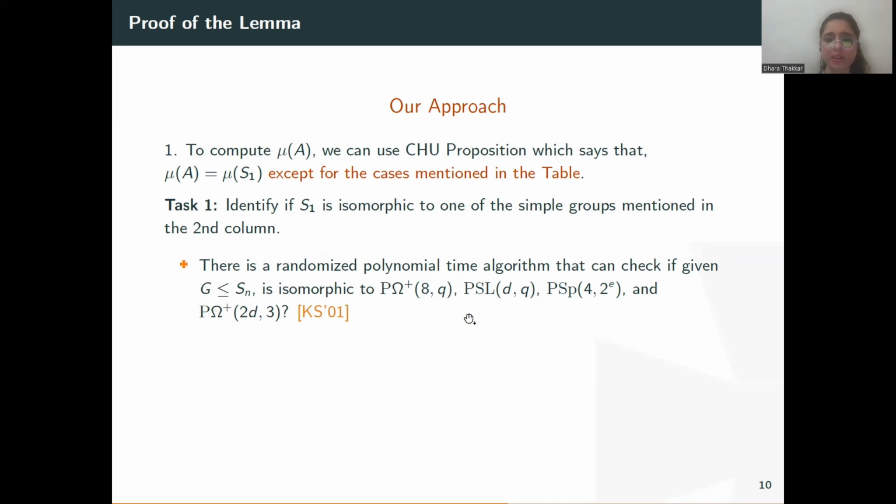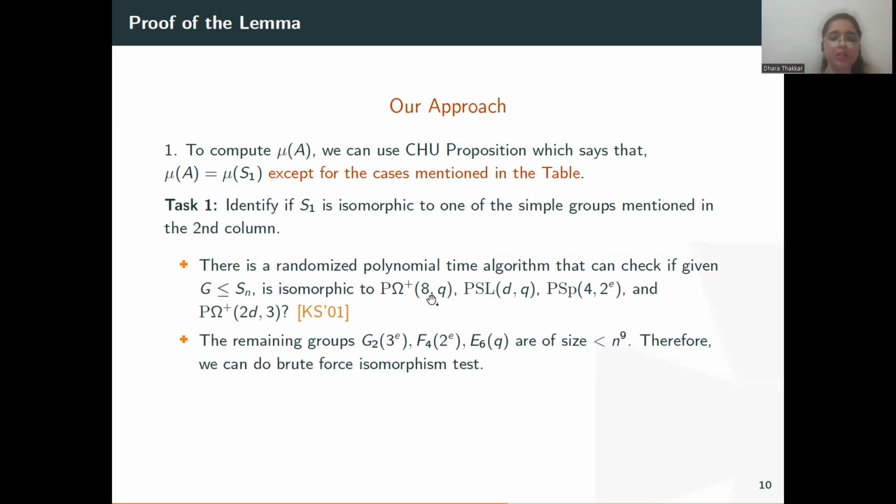Also, this algorithm returns one isomorphism if G is isomorphic to one of these simple groups. Also, if G is not isomorphic to one of these simple groups, we could also check whether G is isomorphic to one of these simple groups of Lie type or not, because they are of order less than or equal to n to the power 9. So it is polynomially bounded. So we can just do brute force and check if there is an isomorphism from the given S1 to one of these simple groups or not. So task 1 could be done in randomized polynomial time.